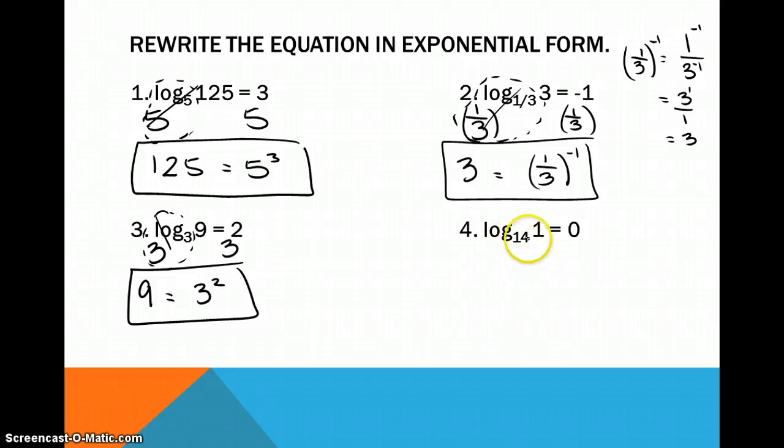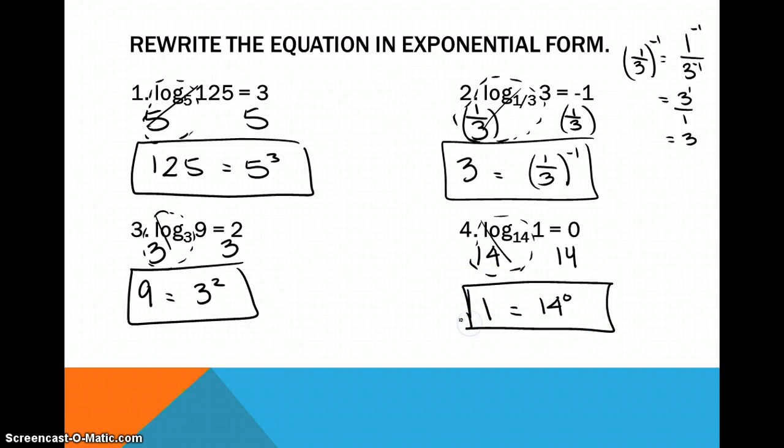So for the next one, my base is 14, so I'm going to exponentiate to my 14, and these cancel out, and 1 is equal to 14 to the 0 power. Anything to the 0 power is equal to 1, so I'm feeling pretty good about that. I'm knowing that I'm right. That's it, except I do need a box. Feeling good? I hope so, because this is as good as it gets.